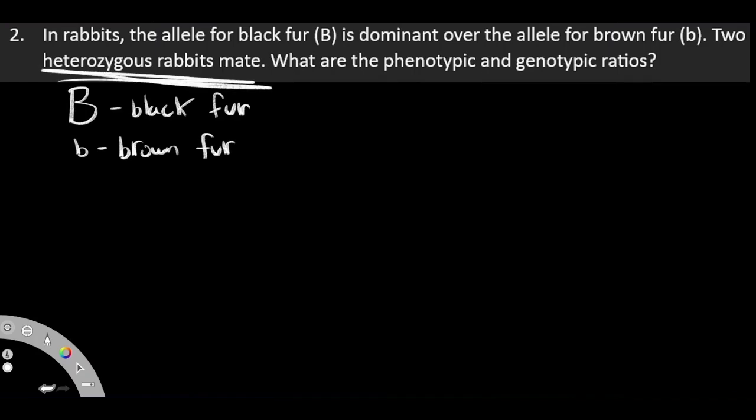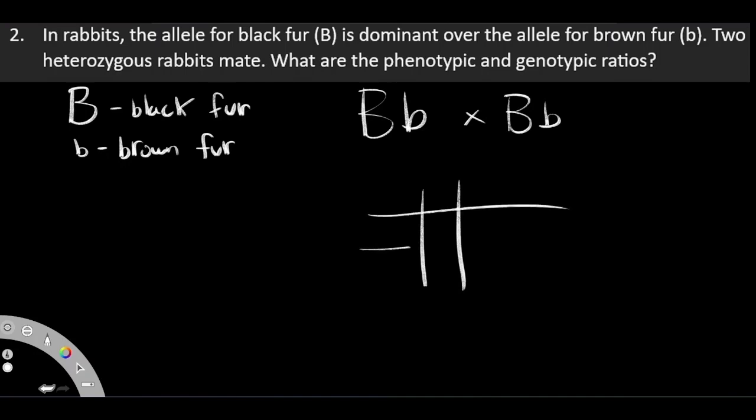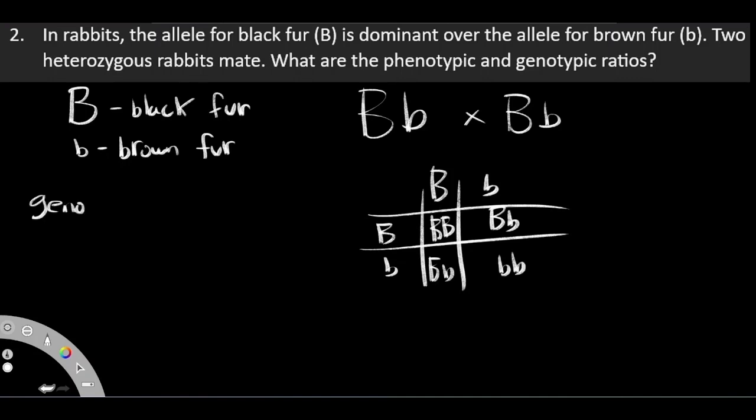But very clearly, it says 2 heterozygous rabbits mate. So it has to be big B and a small b because they're different alleles for that same gene, all right? And we got 2 of them crossed together, okay? So what do you get? You get big B, small b, big B, small b. So obviously you have big B, big B, big B, small b, big B, small b, and small b, small b. So genotypically, what do we have?